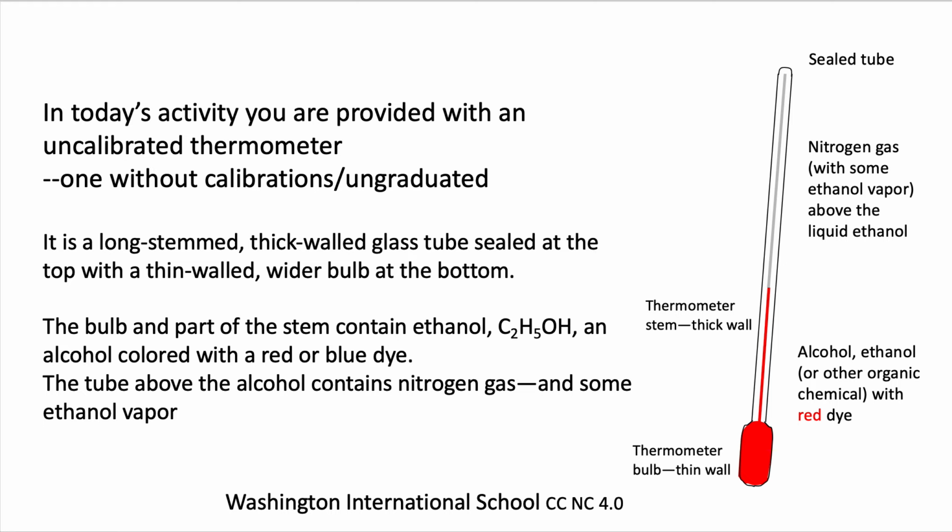And in today's activity, you've got an uncalibrated thermometer. So we're actually heating up the thermometer and cooling it down, and we're looking at the liquid contained in it and the solid that is the stem and the bulb. We're using a thermometer with ethanol in it with a red dye.